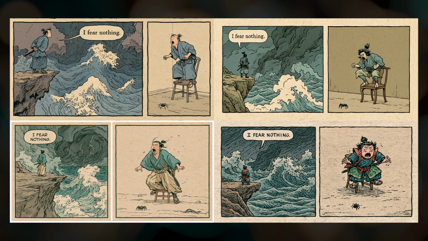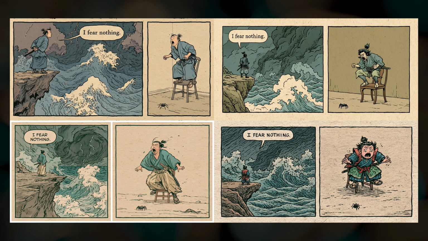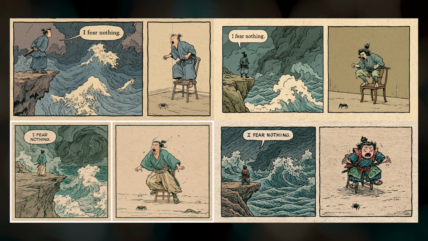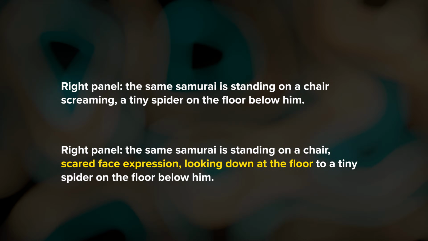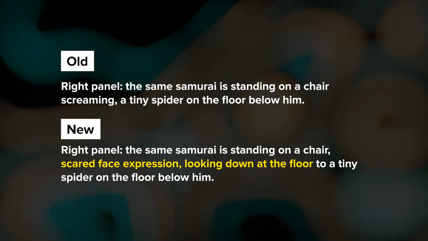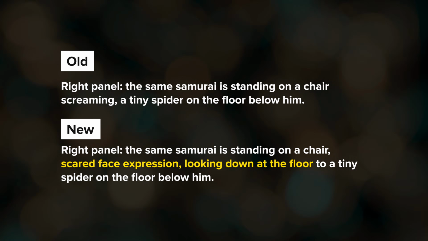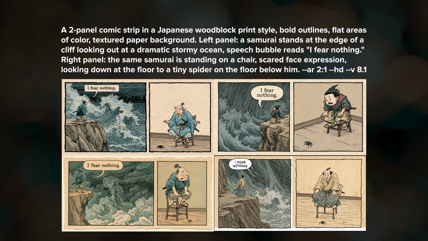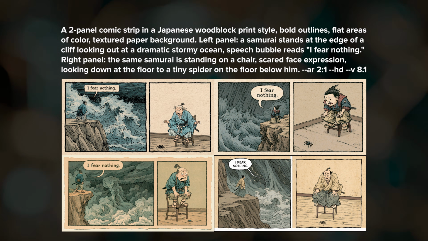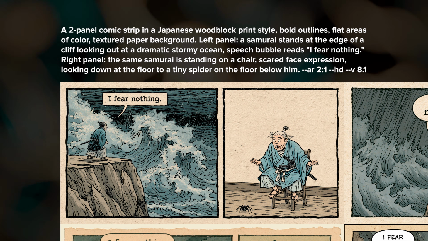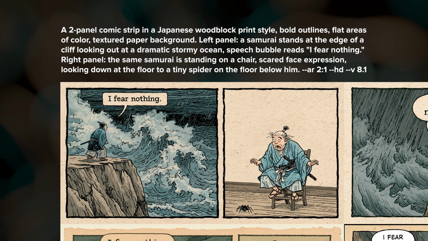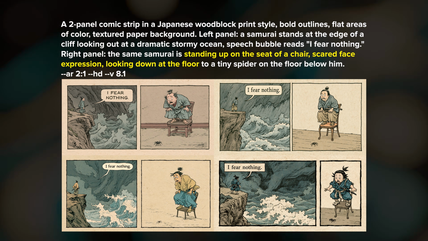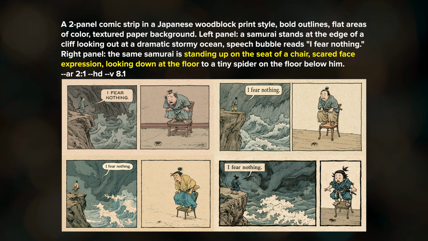These are okay, but I actually want him to be looking down at the spider and looking more fearful instead of just yelling. So I updated the right panel to say scared face expression and looking down at the floor to a tiny spider. And the results I got are better. He's looking down and looks more fearful, but his body is kind of blending in with the chair. He's not really standing on it. So I tried again and specified that he is standing up on the seat of a chair, and now every result looks great and is exactly what I want.